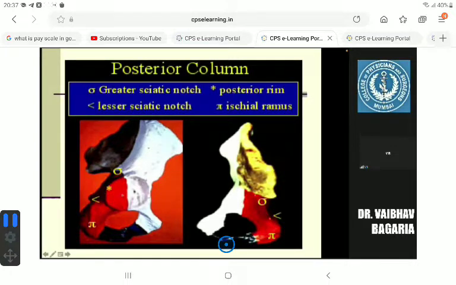Now, if you look at the posterior column, what all comprises the posterior column? There is the greater sciatic notch in this symbol here, then the posterior rim, which is star marked, then there is the lesser sciatic notch, and then the ischial ramus. So the posterior column starts from the greater sciatic notch, then you have the posterior rim, the lesser sciatic notch, and finally the ischial ramus. All of this constitutes the column, and all of this may get affected in cases of fracture.